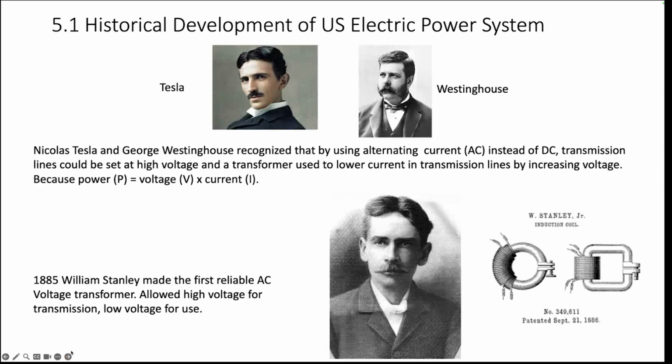All they needed was for somebody to develop the first reliable AC voltage transformer, and that allowed high voltage to be used for transmission and low voltage to be used in the homes. And that's what's happened basically since then, 150 years ago.